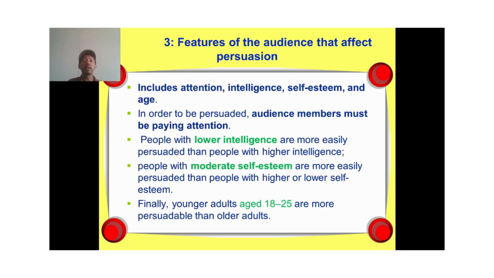The third factor is features of the audience, characteristics of the audience. That means the property, the characteristics of the audience. Who are the audience? The target audience. This includes: are they attentive? Are they intelligent?